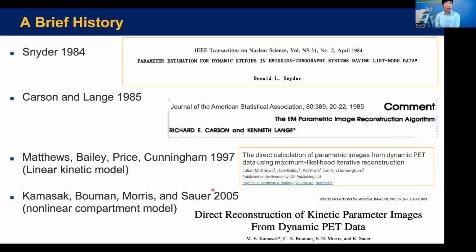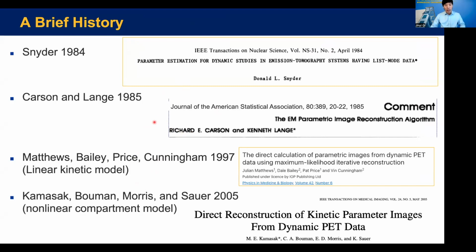So here are a few papers that propose direct reconstruction. The first two are by Snyder and Carson Long, in 1984 and 1985. Those two papers really laid the groundwork for performing direct estimation of parametric images. However, neither of those algorithms was implemented at the time due to the limitation of computing power.